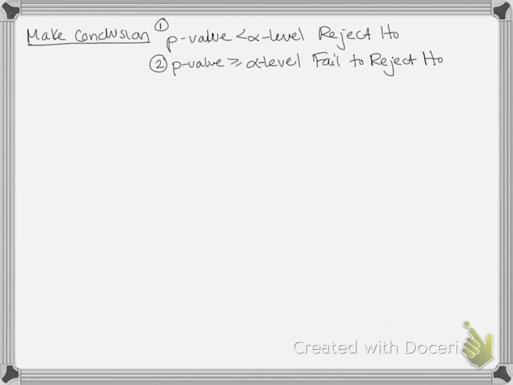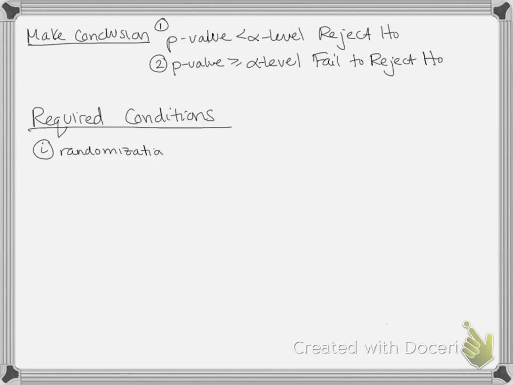Okay, now these are new, so let's discuss required conditions for this particular test. So this is a chi-squared test for goodness of fit. So the first condition is randomization, right? Was this a random sample? So random sampling used, that's what we're asking. And we really want to make sure we're checking if that has or has not been met.